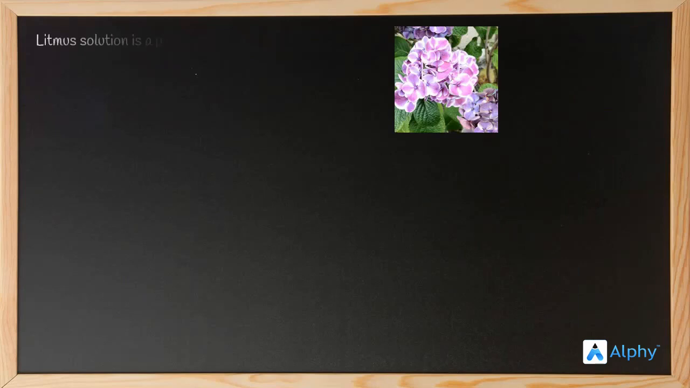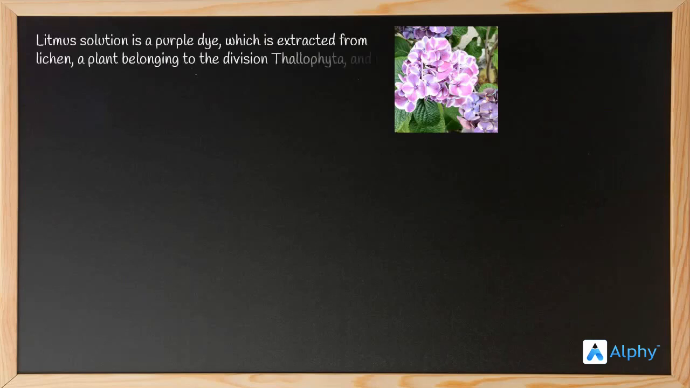Now, litmus solution is a purple dye which is extracted from lichen, a plant belonging to division Thallophyta, and is commonly used as an indicator. It is absolutely okay if you don't remember what division Thallophyta is. We will learn about this in further modules. But for now, just remember that litmus solution is a purple dye and it is extracted from lichen. This is an important fill in the blank question, so just remember it.